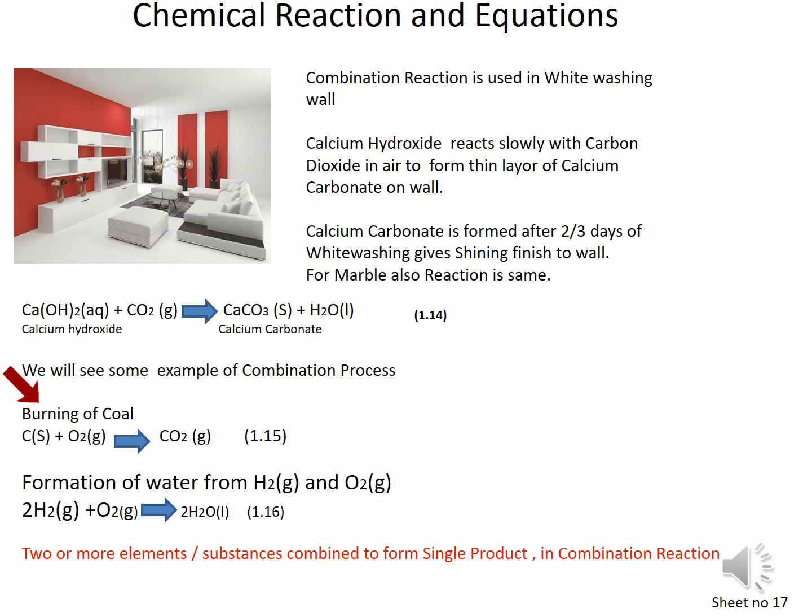We can see some other examples of combination reaction. Burning of coal. When we burn coal, it is again a combination reaction. Let us see what happens. C, that is carbon in the solid form, reacts with oxygen to form CO2. It is the burning of coal in plain language. Okay, so here two elements are reacting to form one product. So this is a combination reaction.